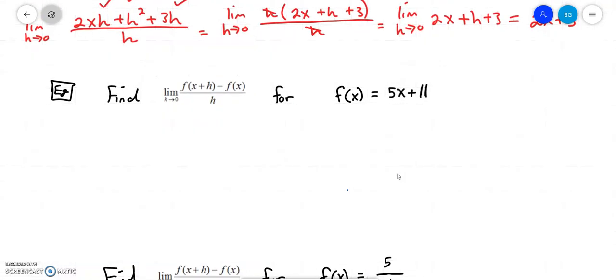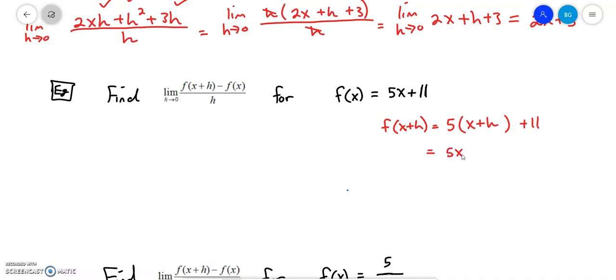So let's move on to our next example. And if we have time, we'll work a third example. I'm not convinced we will. So like before, let's first come off to the side and work out what f of x plus h would be. That means 5 blank plus 11, and inside of that blank goes x plus h, just like we did before.